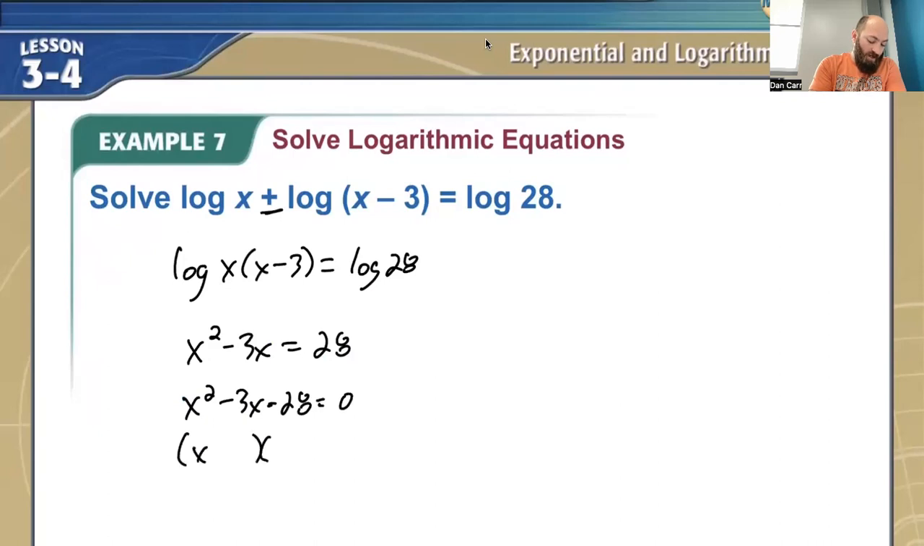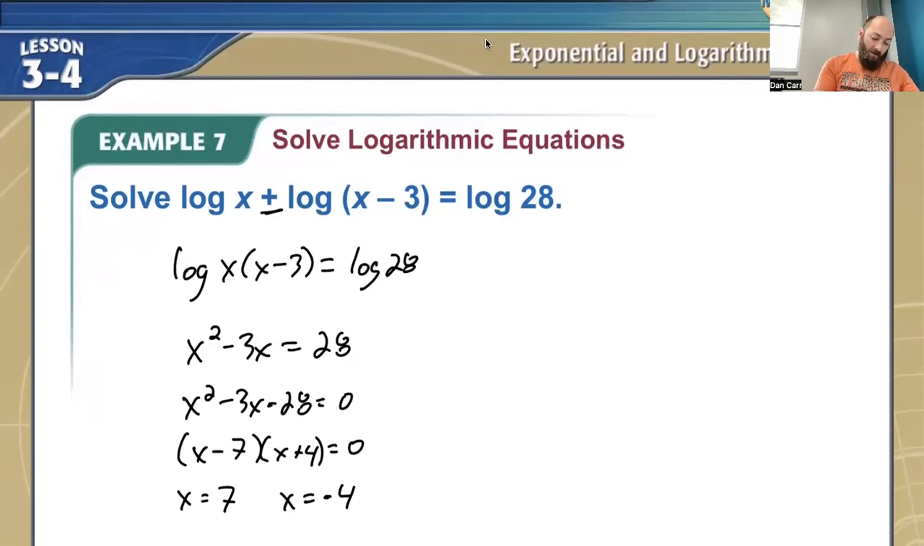We can go to our factoring here. That'll be (x minus 7)(x plus 4). So I solve them both, I get 7 and negative 4. Well, just like before, there's possibilities that some of these won't work, so I want to check back.